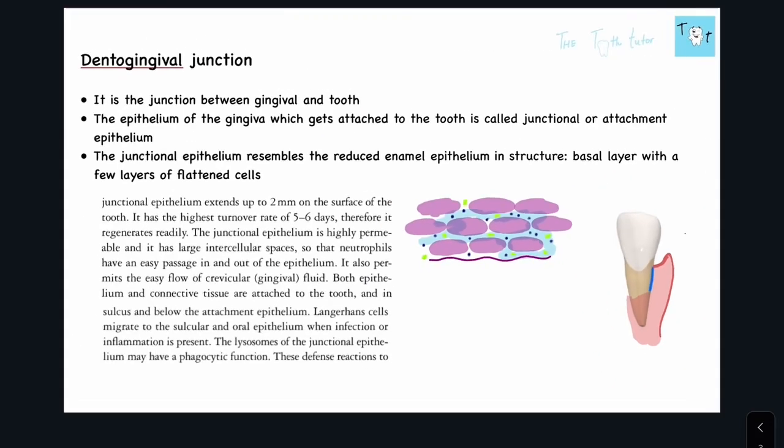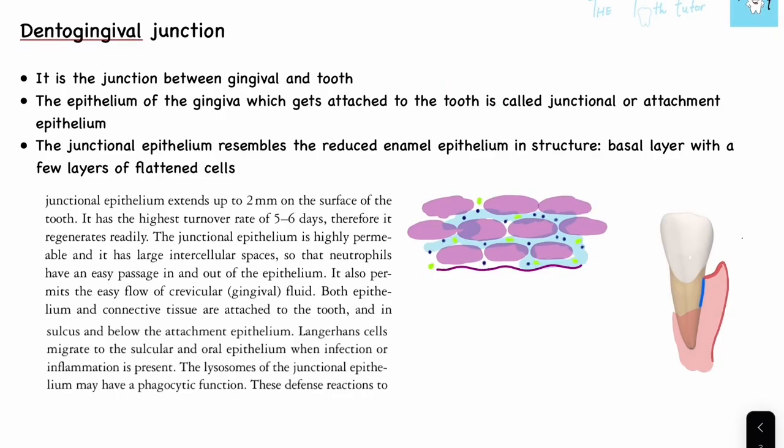So basically the epithelium of the gingiva which gets attached to the tooth is called the junctional epithelium, or attachment epithelium. The junctional epithelium resembles the reduced enamel epithelium in structure. So the structure of this blue colored epithelium is similar to the reduced enamel epithelium.